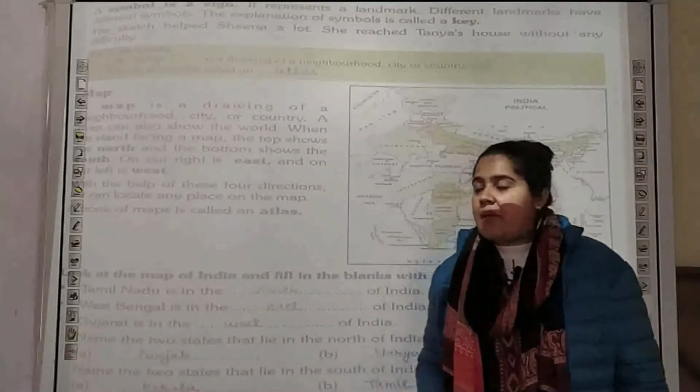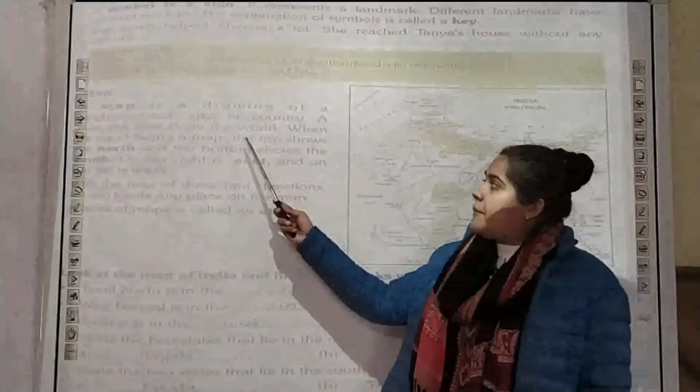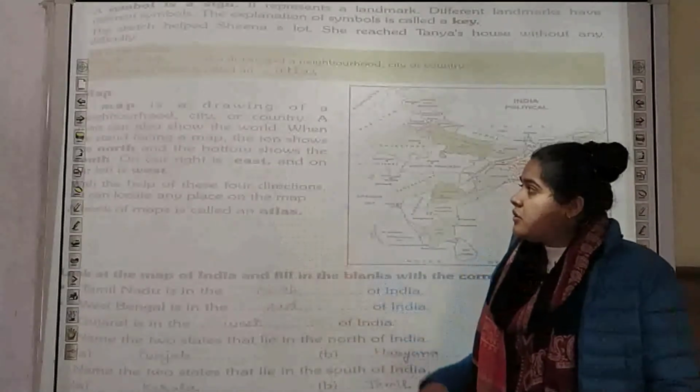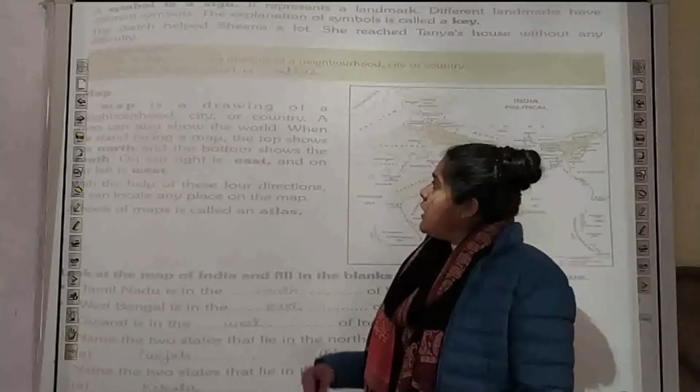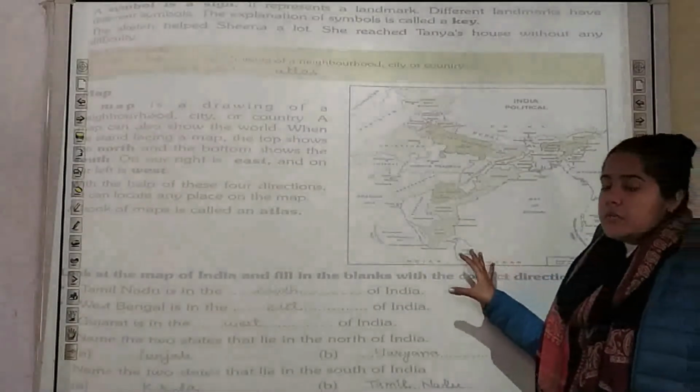So there are different maps available, you can find them. There are different state maps, city maps, road maps. So maps are generally drawings. If you look at this map, this is an Indian political map.